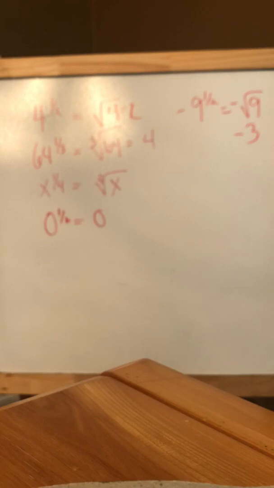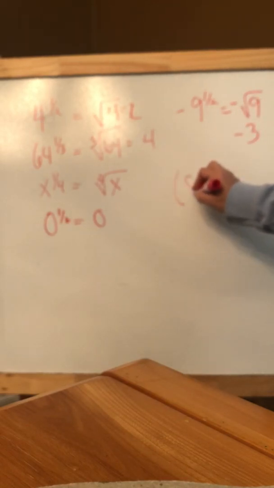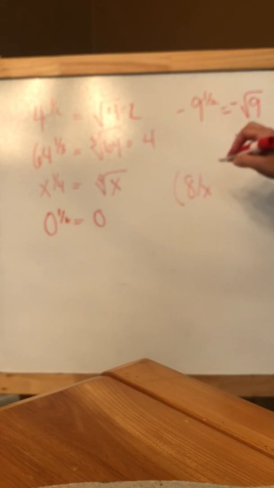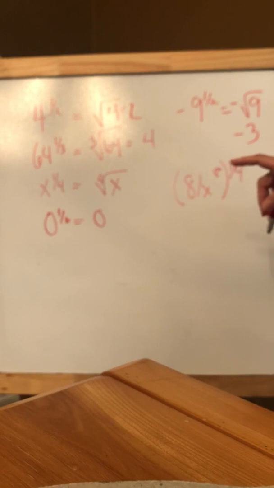How about 81x to the 8th to the 1/4? Good grief. Okay. 81x to the 8th. And then we're going to take that whole thing to the 1/4. So to simplify this, just go one step at a time.